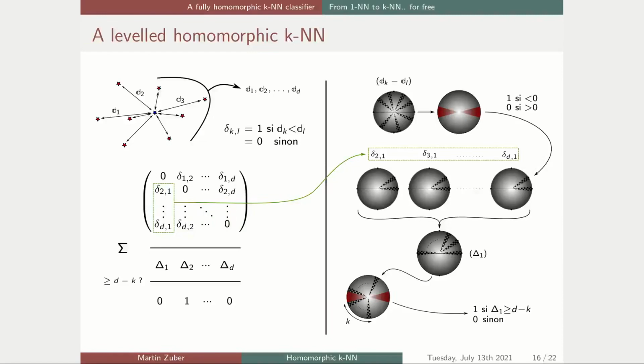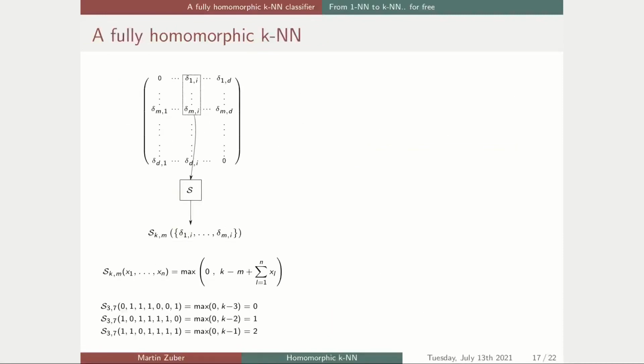Now transforming this leveled computation into a fully homomorphic computation means introducing a scoring operation, which we're going to apply on a subset of deltas from a column. And what this scoring operation will do on this subset is it's going to start with a score of k, and then every time it finds a 0, it's going to reduce the score by 1. And this is going to be interesting for us because, of course, if there is more than k zeros in a single column, that means that the distance in question is not among the k smallest distances.